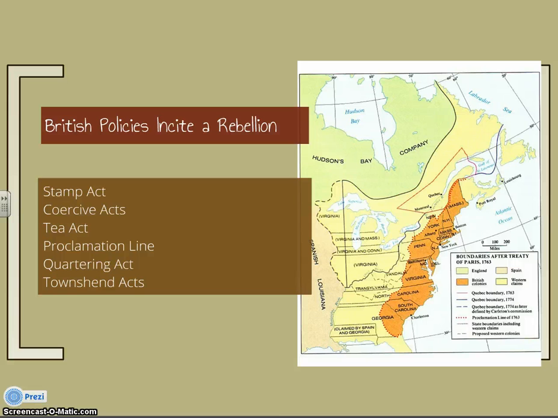These reasons include the Stamp Act, the Coercive Acts, the Tea Act, and the Proclamation Line, which you can see is this dotted red line at the western boundary of the colonies. This was put in place so that the British government could control where the colonists were moving. Obviously, this was not something the colonists agreed with. Also the Quartering Act and the Townshend Acts.